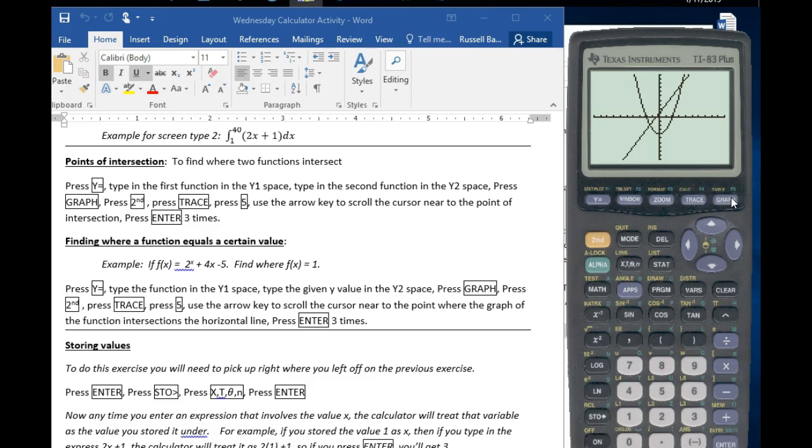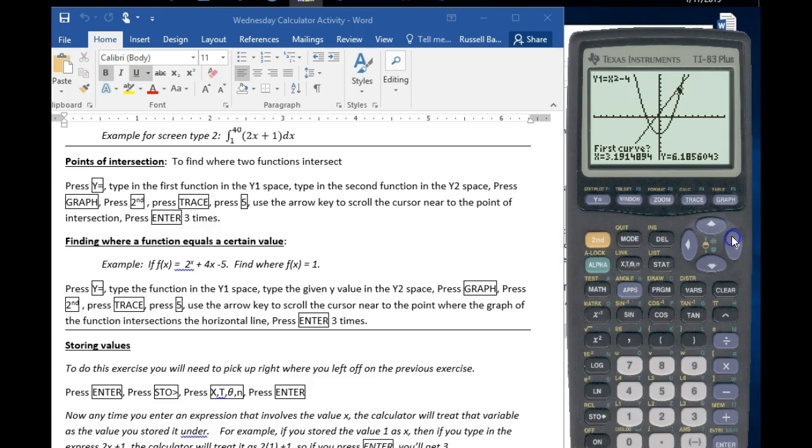Now, to find the points where they intersect, we press second, then trace. It's pretty clear what we're going to choose: where it says intersect there. If you type 5, it takes you right to it. The directions say use the arrow key to scroll the cursor near the point of intersection. There are two different points of intersection, so just pick the one you want. I'm going to go to the one on the right.